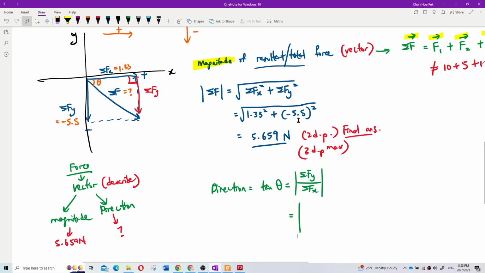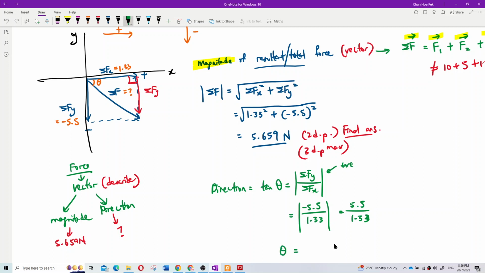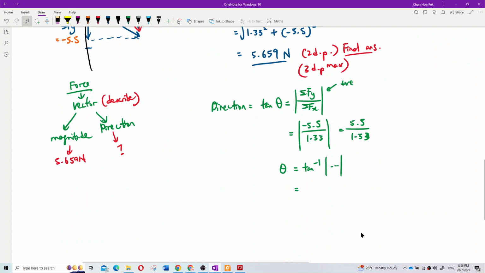What is Fy? We put modulus because we want to make it all positive value. So we have negative 5.5 divided by Fx, which is 1.33. After modulus, it becomes positive 5.5 over 1.33. Okay, class, then we need to find theta by anti-tangent of the answer. Can you help me to find theta?